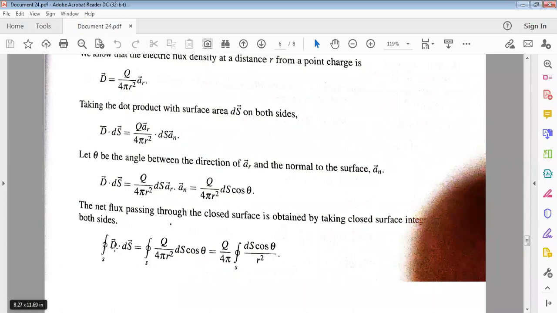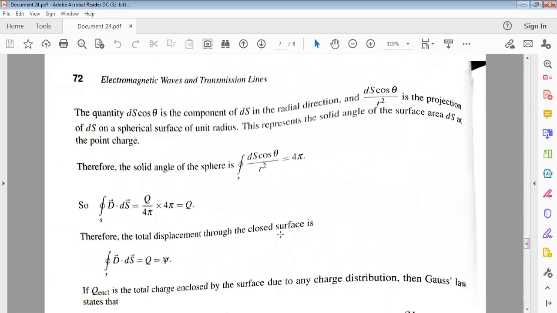So closed integral of E dot dS equals closed integral of q by 4 pi r square, dS cos theta. Okay, this is the expression. When we take the common term q by 4 pi, we are left with dS cos theta by r square. The quantity dS cos theta is the component of dS in the radial direction. So dS cos theta by r square is the projection of dS on a spherical surface of unit radius. This represents the solid angle of the surface area dS at the point charge.